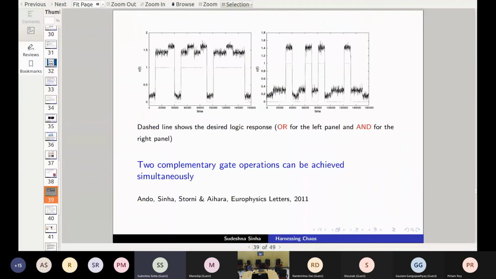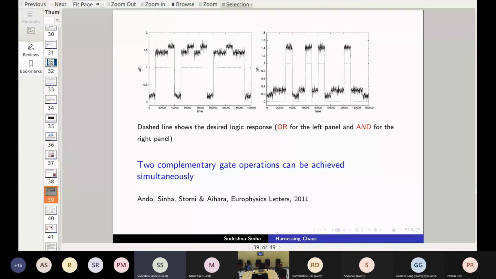I'll just flag one result. Suppose I have a higher dimensional system, from X, I have X and Y, like 2 variables, 3 variables. Are we just losing things in complexity, or can we get something out of it? So what we tried to show here was that if you had these 2 networks in tandem, we could actually get 2 complementary gate operations out of it. Or we could actually get 2 entirely different gate operations out of it in parallel, simultaneously. So basically, you can parallelize your operation if you had more variables to play around with.